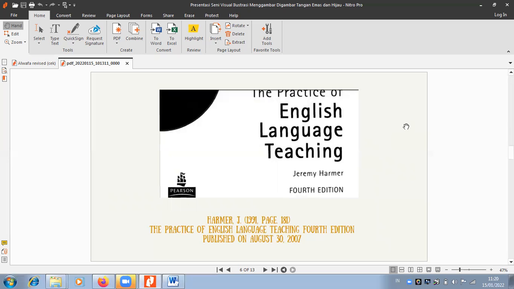Okay. According to Jeremy Harmer, 1991, page 181, in his book The Practice of English Language Teaching, published on August 30, 2007, he said the rods can be used to demonstrate word stress. Rods can be used to teach word position. The teacher can model sentences with the rod, like one is on top of, beside, under, over, behind, the other, the green one. They can show the rods in different relative positions and ask students to describe them in ever more complex arrangements.